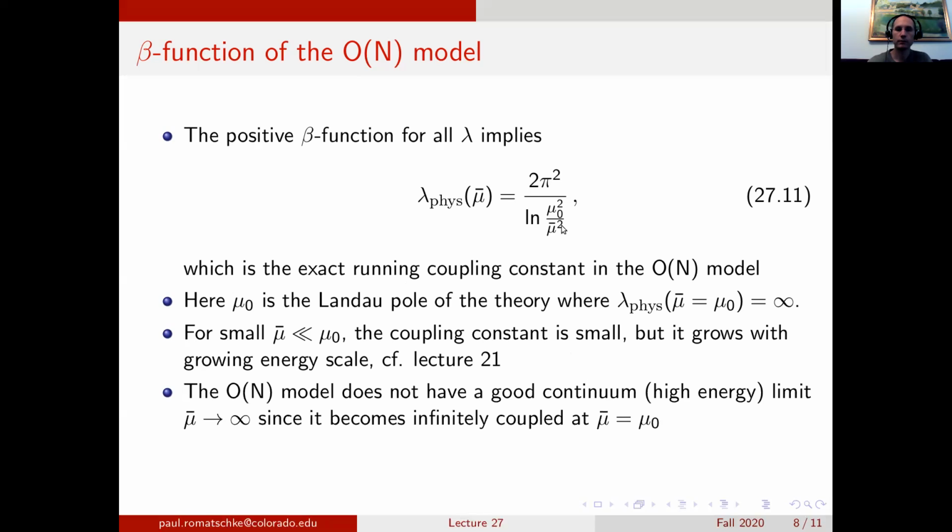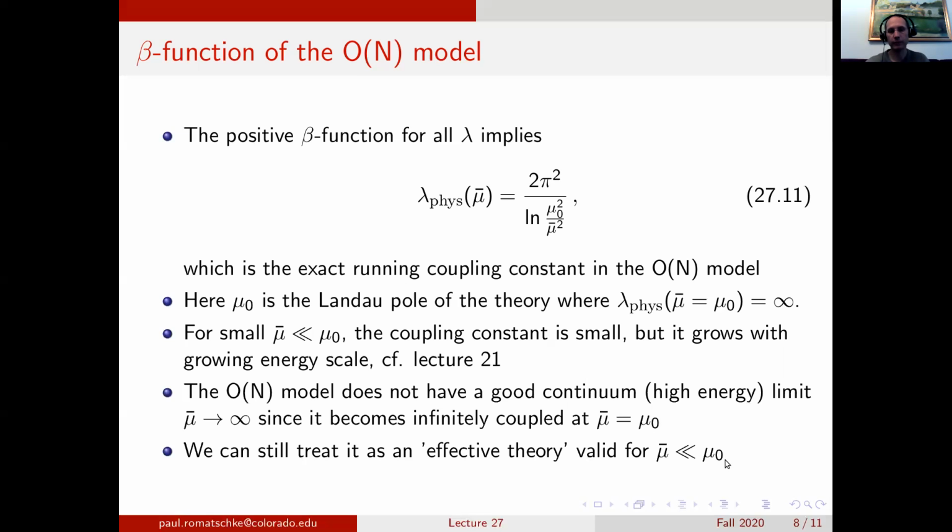Because at a finite scale mu bar equal to mu 0, the coupling constant diverges, that means that we cannot access very high scales. We cannot access mu bar going to infinity. And since high energy scales correspond to very small distances, this means that the O(N) vector model does not have a good continuum limit. We must treat it as an effective theory that's only valid down to a certain finite distance or up to a certain energy scale. And this finite energy scale certainly is given by the lambda pole mu 0.